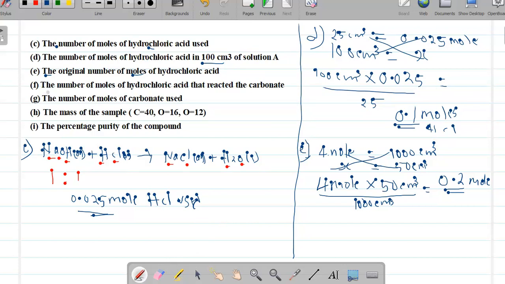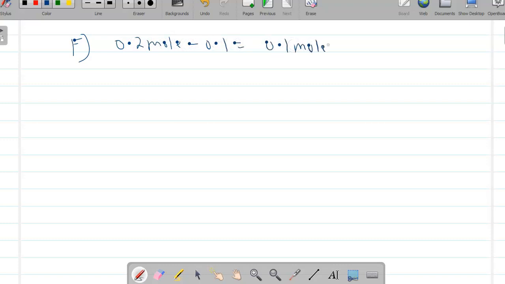Now our next is F. We have a lot of questions. The number of moles of the hydrochloric acid that reacted with the carbonate. To get it, let us get into a new page. F. The total number of moles was 0.2 mole of the acid before it reacts with anything, minus 0.1. Then we get 0.1 moles. So this is the number of moles of HCl that reacted with the carbonate.